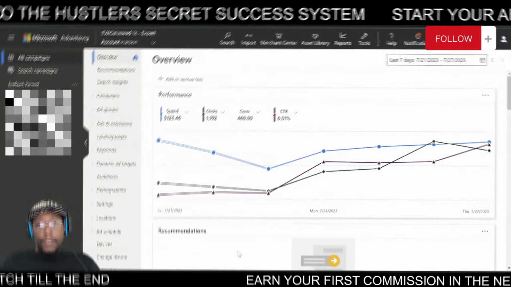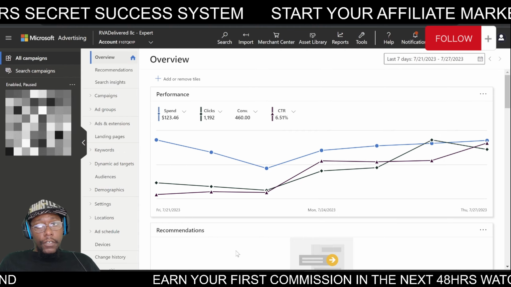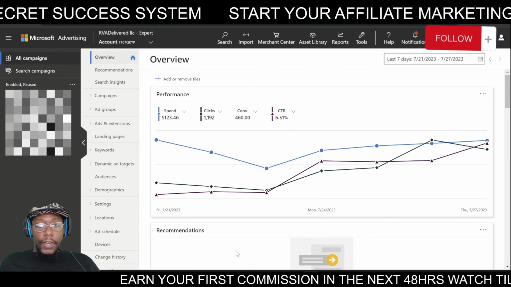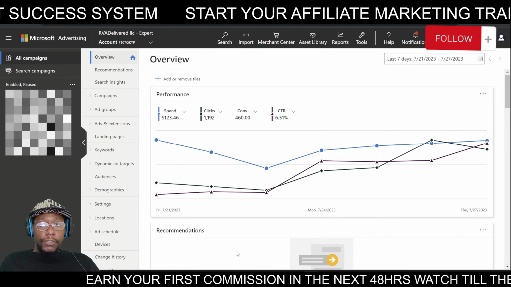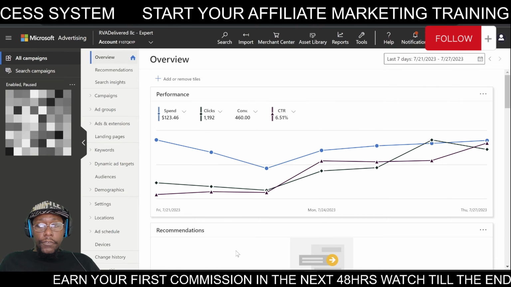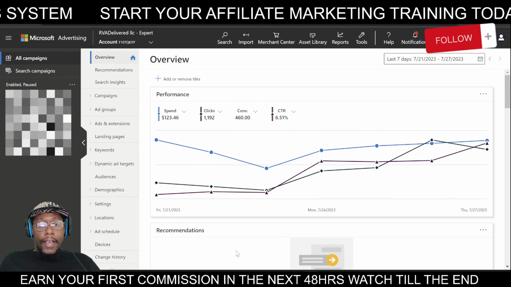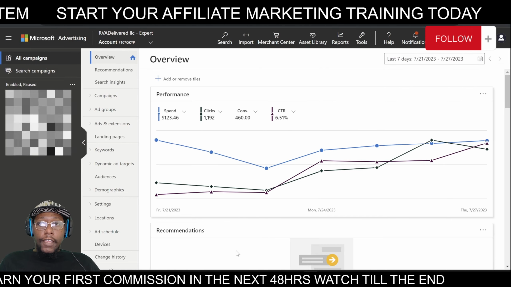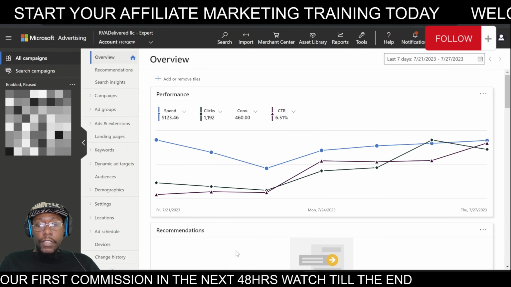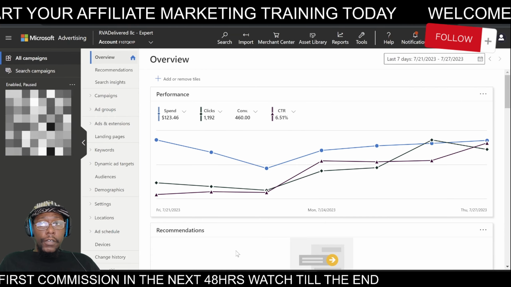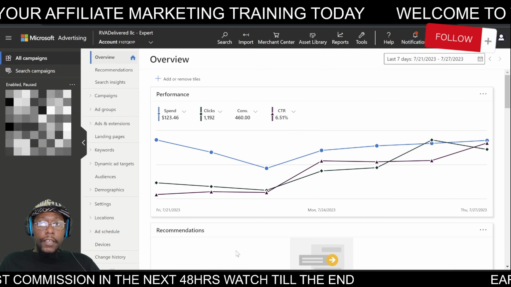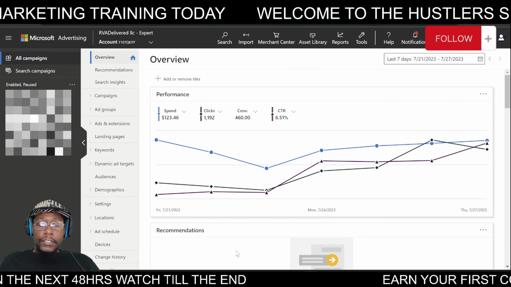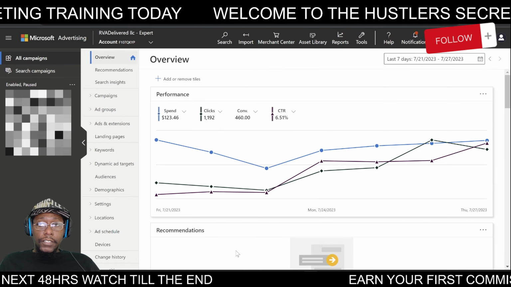Now we're on my desktop, and if you're not familiar with what you're looking at, this is Microsoft Ads. If you don't have an ads account, I definitely advise you to get one. It's absolutely free to set up. If you're serious about being a full-time affiliate marketer, you're going to need to learn how to do online marketing and advertising, but that's a story for another time.